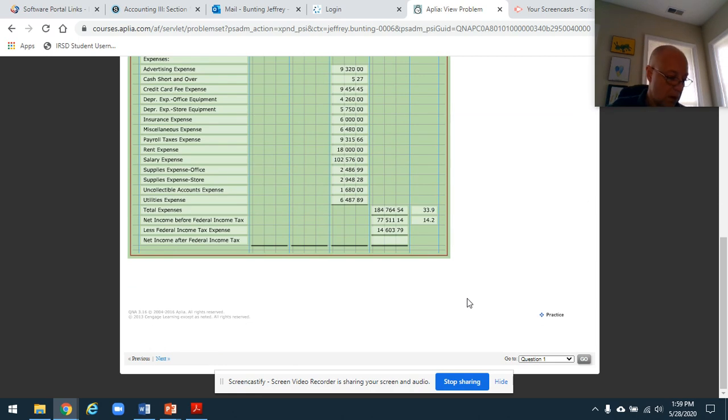Okay. So we got 14,603.79 divided by 77,511.14. So our effective tax rate was 18.8%. Okay, so our net income is simply this minus this equals, and we end up with $62,907.35 to do with what we will.